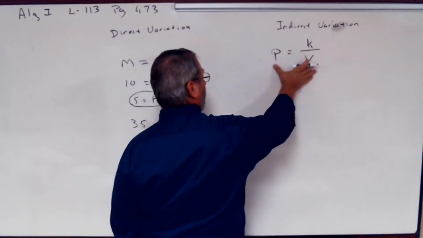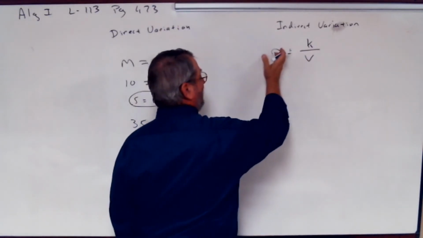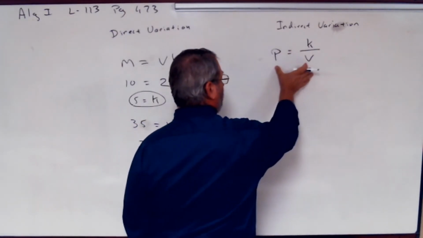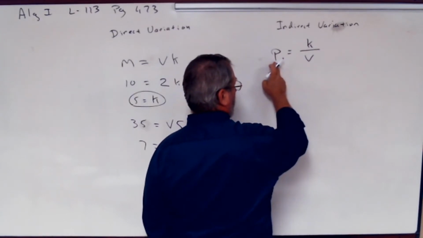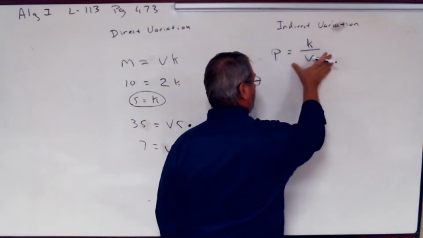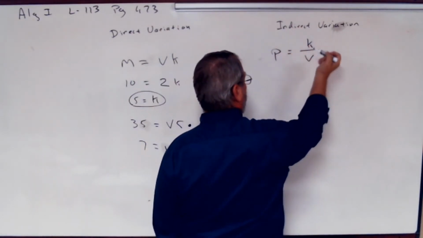This is an indirect variation. This is a direct variation. You see the difference. This is an inverse variation. As this one gets bigger, this one gets bigger. Inverse variation, as this one gets bigger, this one gets smaller. Do you understand that? As this one gets bigger, that becomes a bigger fraction, this gets smaller. Again, it has a constant on top.